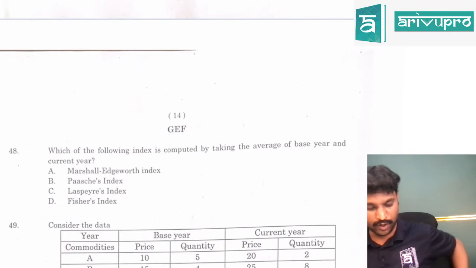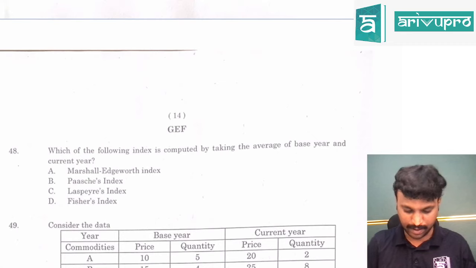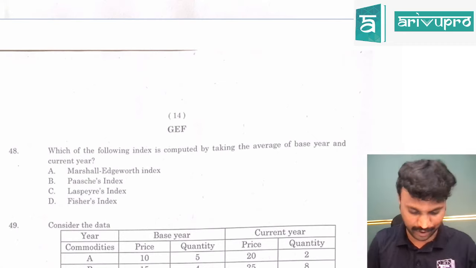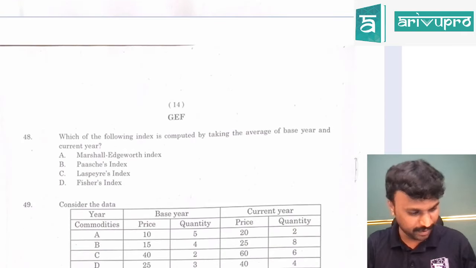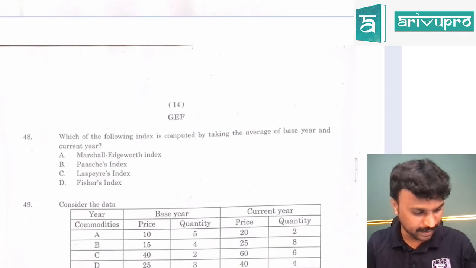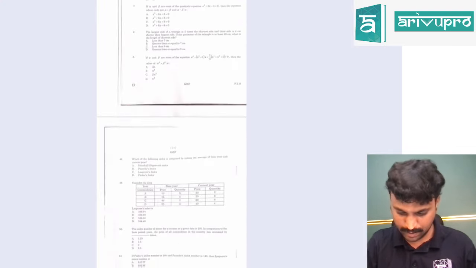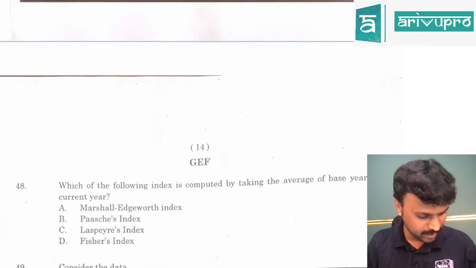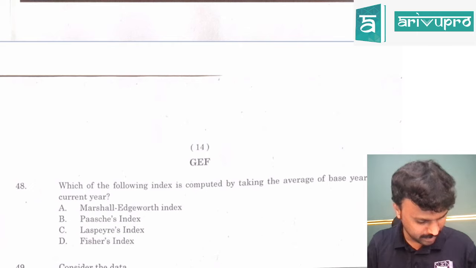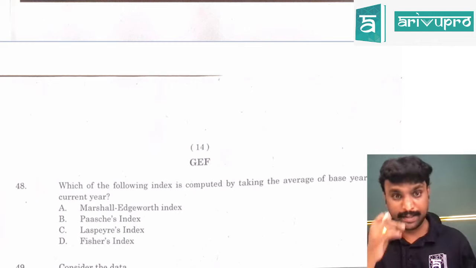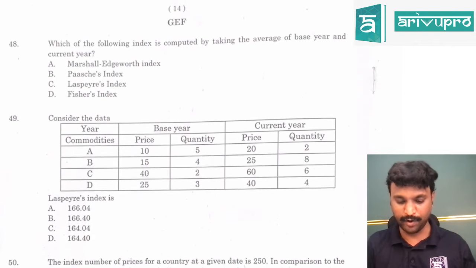Question number 48. So 44 and 45 are missing. I'll discuss those questions. Let me just check the questions. 44 to 47 are missing, right? So let me just look at the questions. One second. 44 to 46. I'll discuss those questions at the end. Let's talk about question 48.